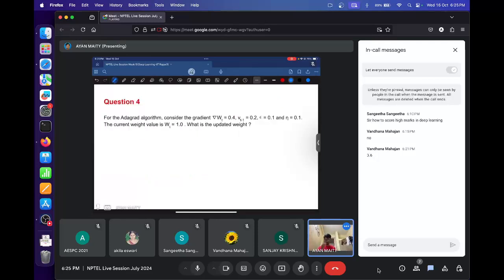Now question 4. For the Adagrad algorithm, consider the gradient delta wt. So this is the gradient of w, which is 0.4. Vt minus 1, which is the history, stores the history of the gradient of wt squared actually. Then the epsilon and eta values are also given, and the current weight value wt is 1.0. What is the updated weight after one update of the Adagrad algorithm?